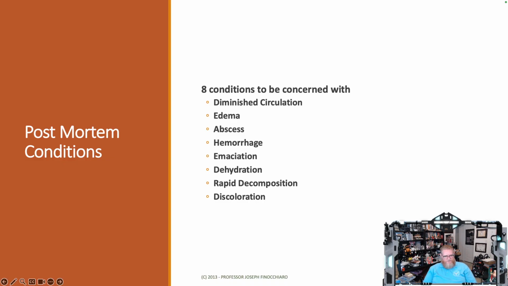Emaciation and dehydration, you're going to hear me talk a lot about this in a lot of the other chapters. You just need to be considerate of the chemicals you are using so that you do not exacerbate those situations. Rapid decomposition and discoloration. If it's discoloration, you take it as you can find it. If you can flush it because it's intravascular, that's great. But if you can't and it's extravascular, it just is what it is. And you're going to have to use cosmetic.